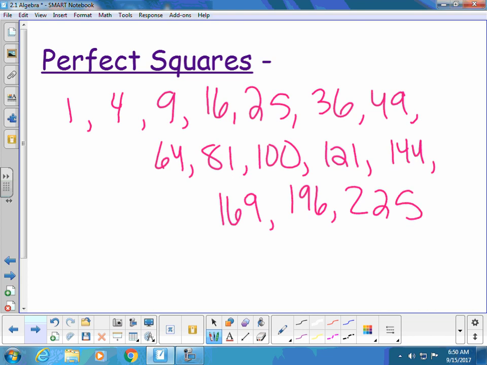So it would be a great idea not to necessarily memorize everything on this list, but be familiar with them enough that if you recognize them and you're taking the square root, you know it's going to be a nice answer and you can find it quickly. Those are your perfect squares.